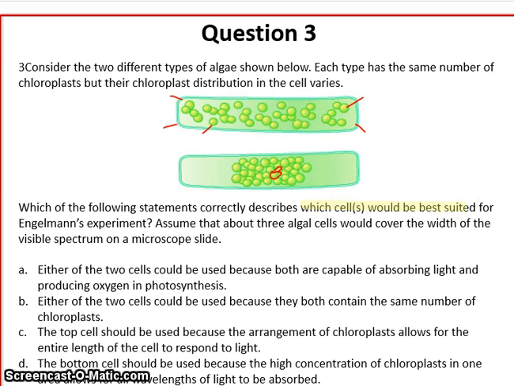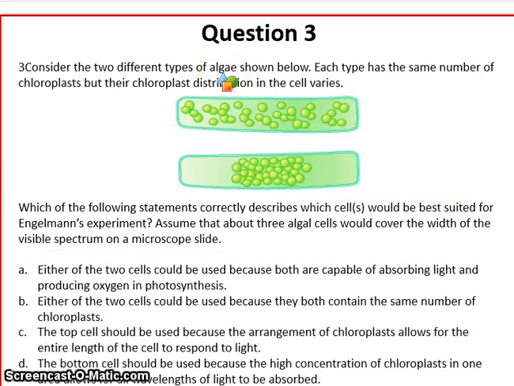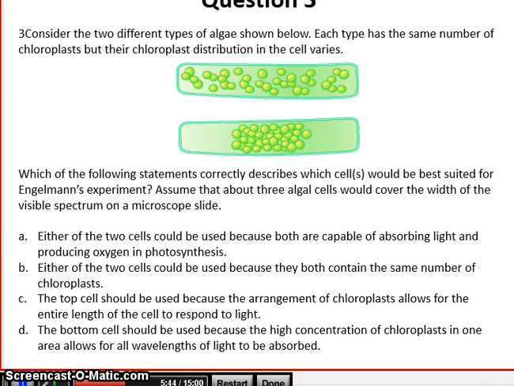Then I go down here, and what you can sometimes do, even before you look at your option choices, is cover up the answers and say, the answer I'm going to look for is the one that indicates the top algae would be the best. So I scroll down really quickly, and I can see over here, for this one, it says either of the 2 cells could be used because both are capable of absorbing light, producing oxygen. Yes, they both absorb light, but again, we feel like this one absorbs it better. So I'm going to say no to that one.